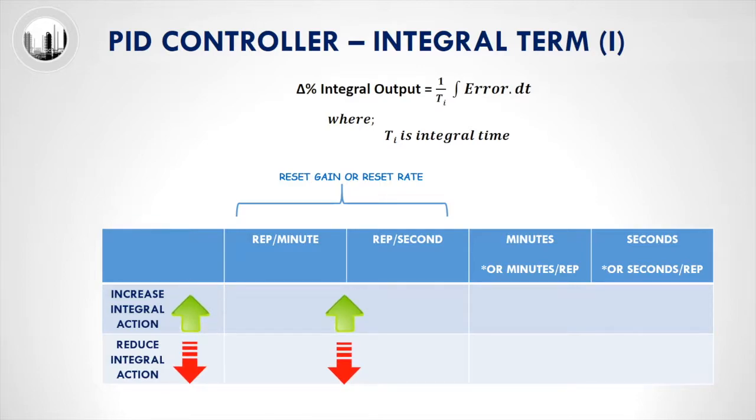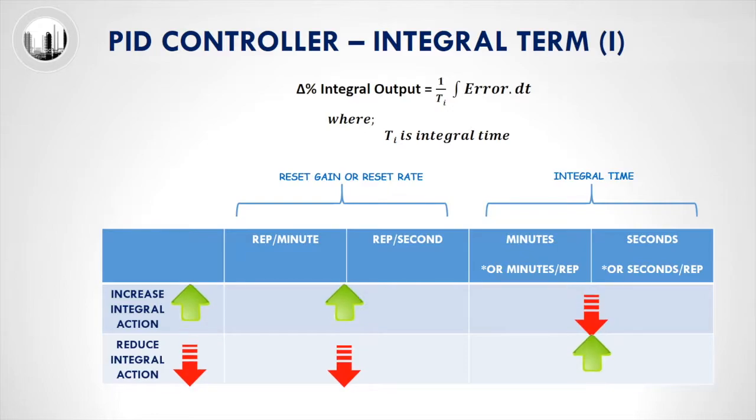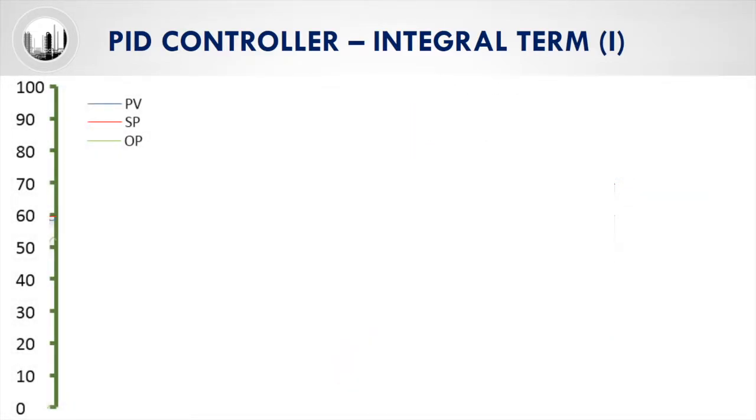In a lot of controllers, the term integral time is used instead. The integral time is in the unit of minutes or seconds. It basically means minutes or seconds per repetition. When integral time is used, increasing the integral action will mean reducing the integral time. When we want to reduce integral action, we need to increase the integral time. Thus, the relationship is reversed.